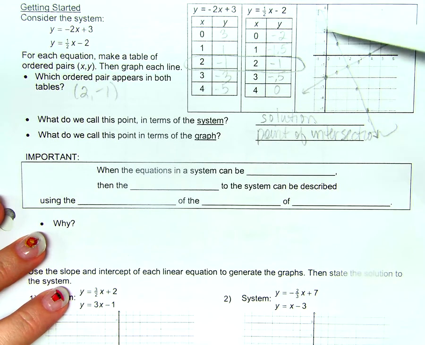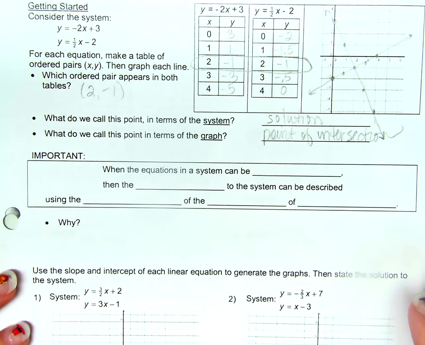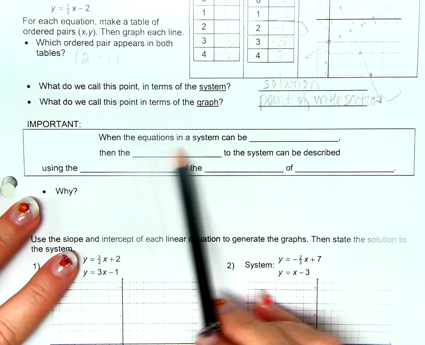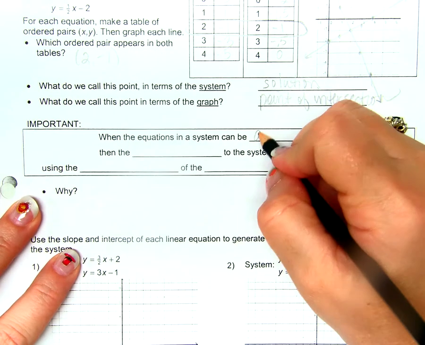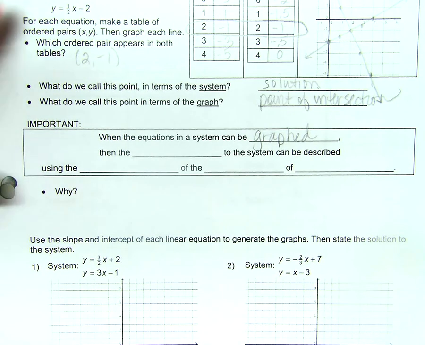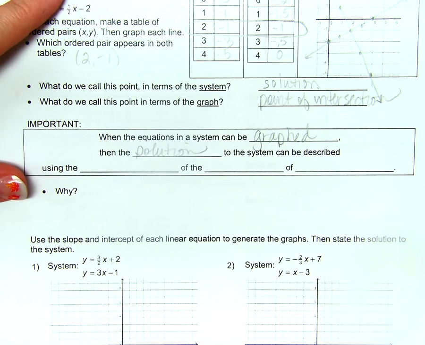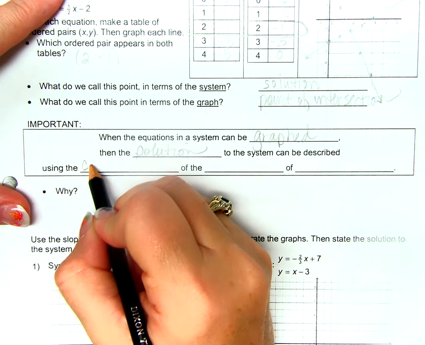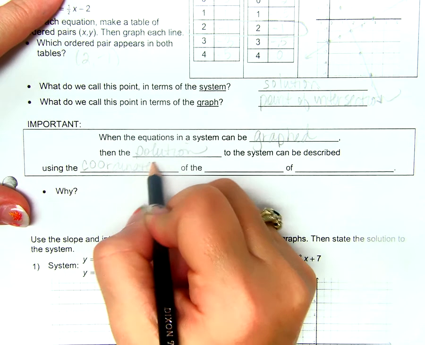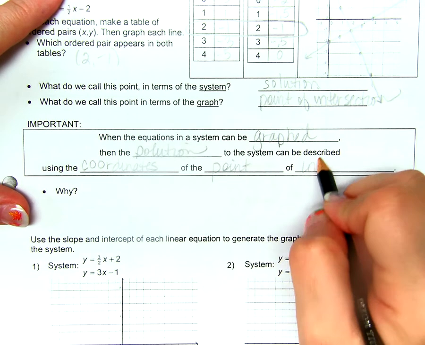So when the equations in the system can be blank, then the blank to the system can be described using the blank of the blank of blank. When the equations in the system can be graphed, very good, then the solution to the system can be described using the coordinates of the perfect point of intersection.